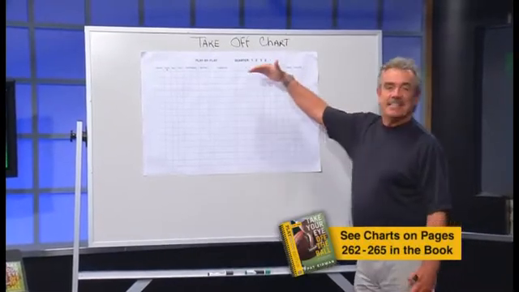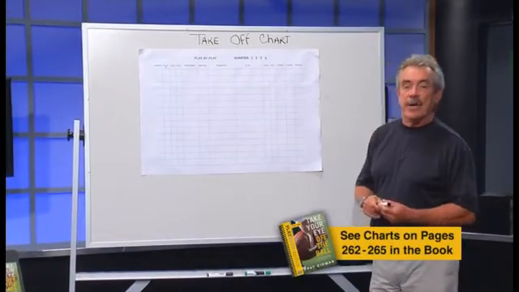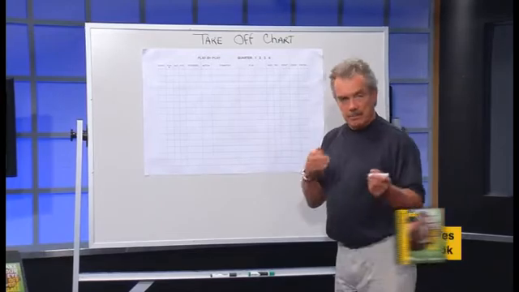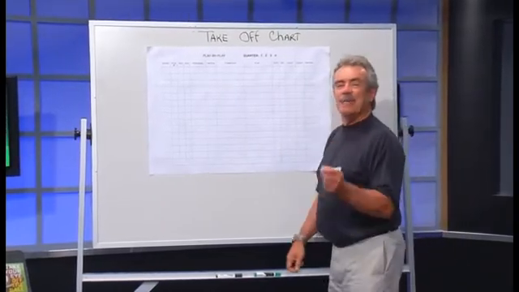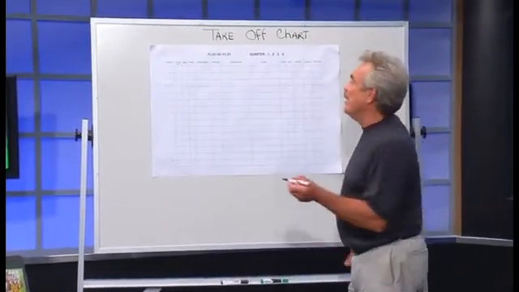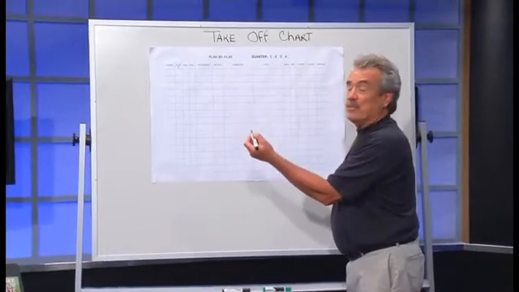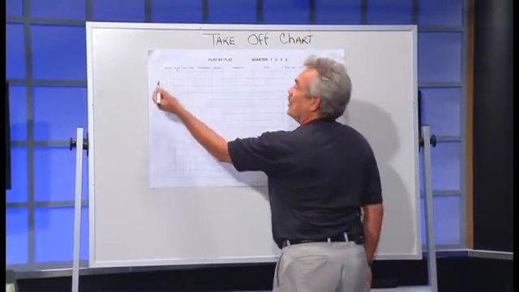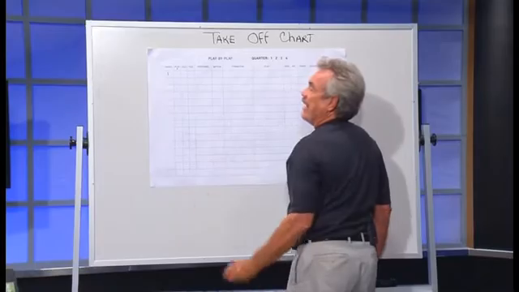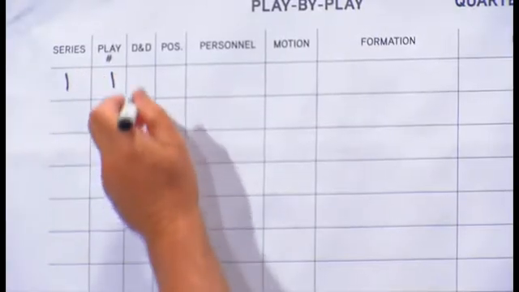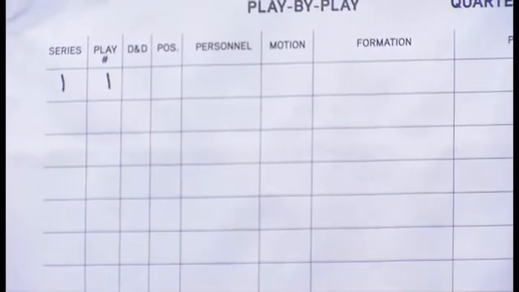What does that mean? I'm going to let the game flow in front of me as it's going, and if you're doing this live, a little bit of a challenge early, but at times you'll find yourself able to do it, and when you go to the videotape version, you'll be fine. So what series are we in? First series of the game. Play number 1. What's the down and distance? I want to teach you something here.